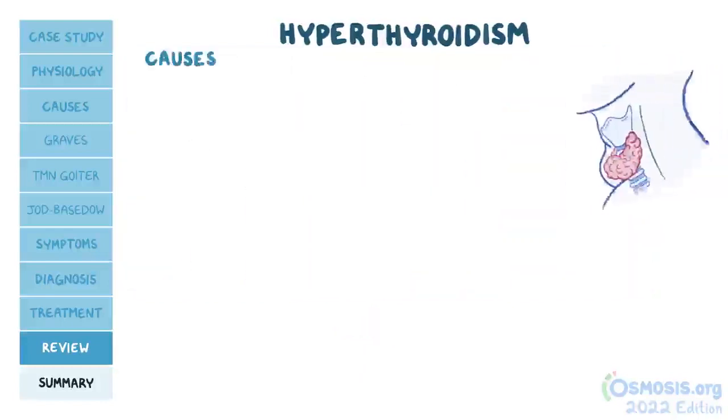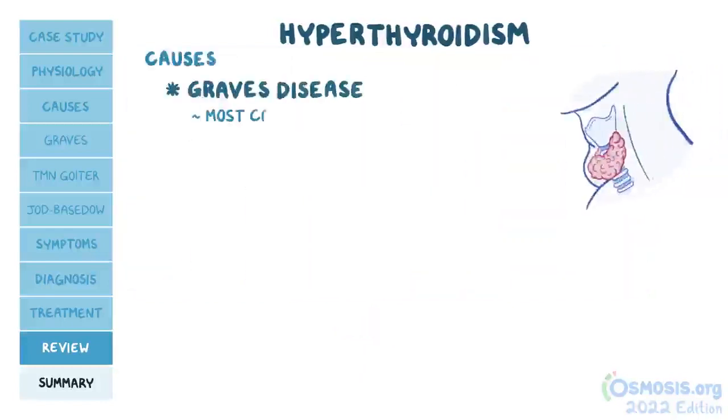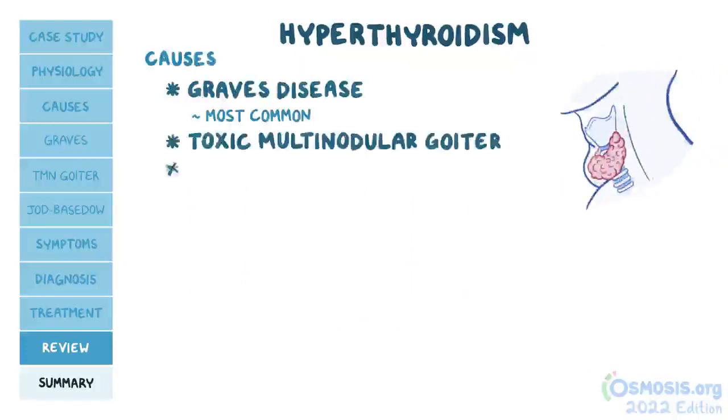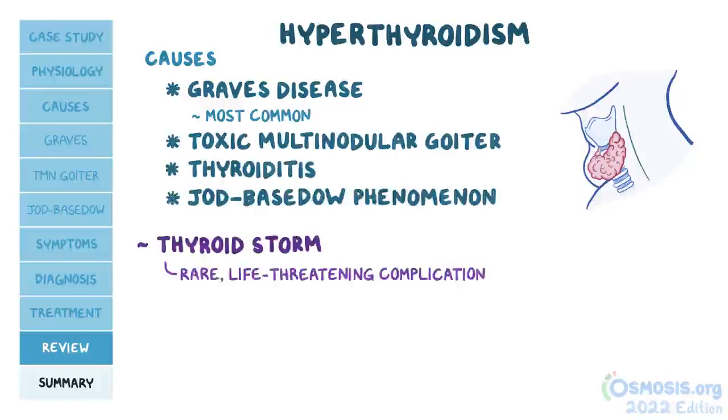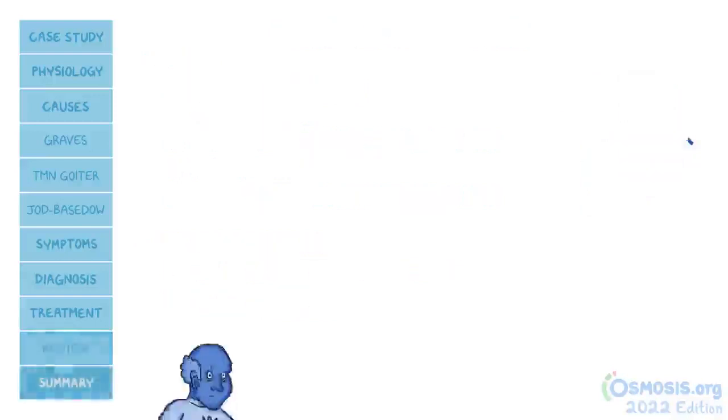Regarding causes of hyperthyroidism, Graves' disease is the most common. Other causes include toxic multinodular goiter, thyroiditis, and Jod-Basedow phenomenon. A thyroid storm is a rare but life-threatening complication of hyperthyroidism, where the body goes into a state of severe hypermetabolism. Okay, back to our cases.